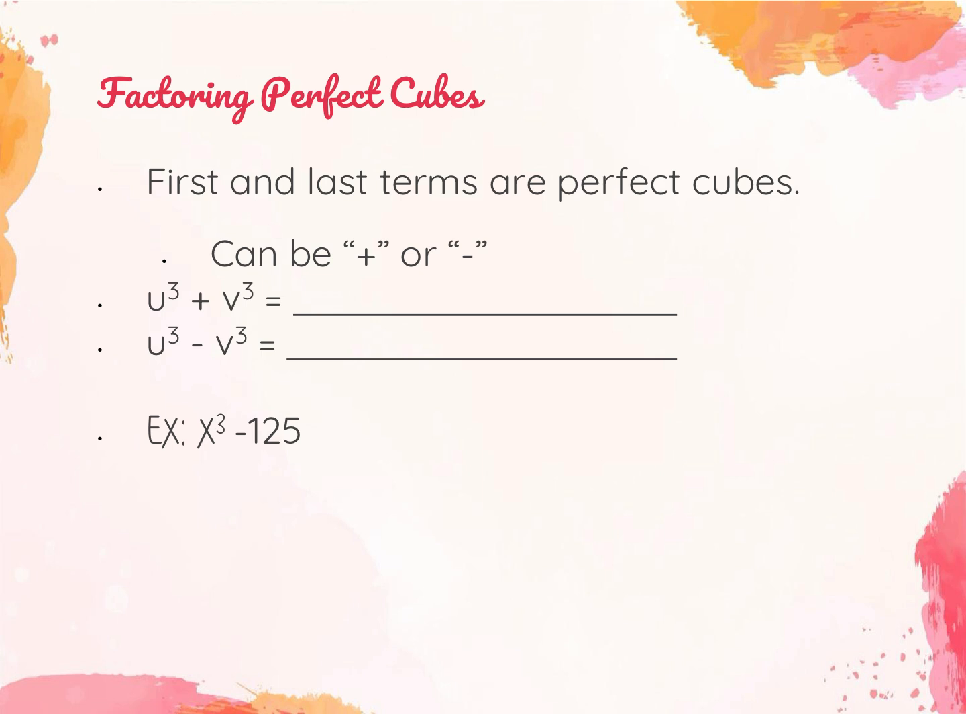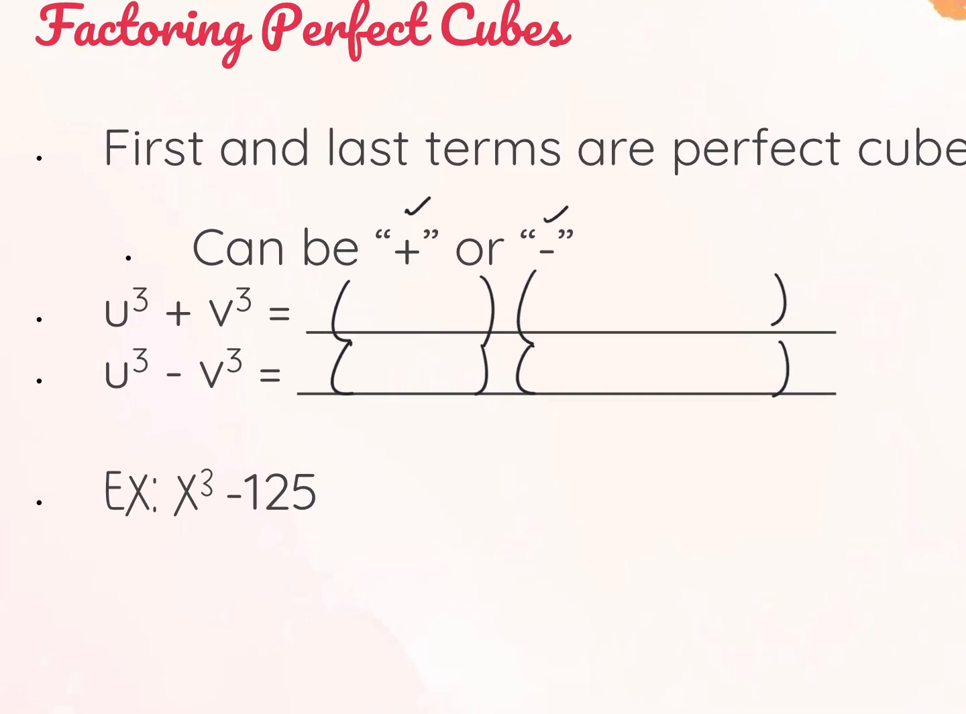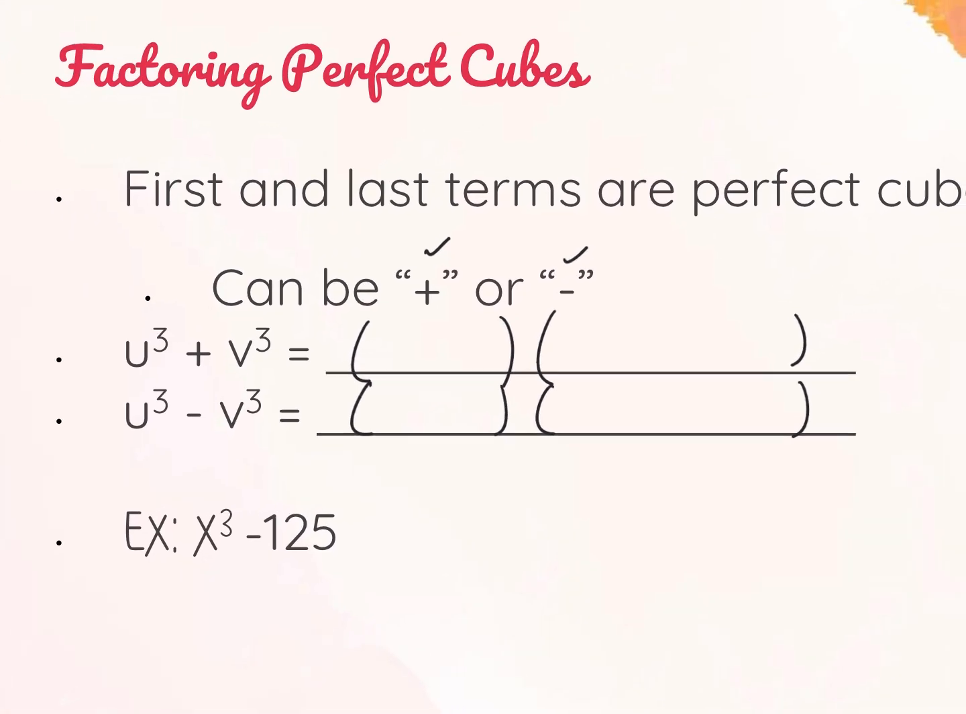All right, last thing that we're going to do, 4 out of 4 factoring methods for this lesson, is factoring perfect cubes. So if I have a sum or a difference, it can be a plus or a minus, it does not matter. It's going to be a binomial times a trinomial, so I'm going to have a little parentheses and then a bigger parentheses. It's going to be the cube root of the first plus the cube root of the second. If it's a plus, I'm going to keep the plus, so it's going to be u plus v.